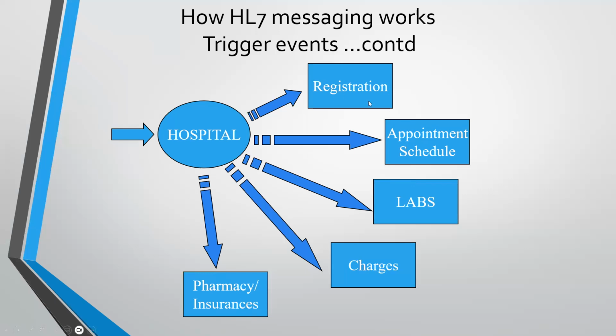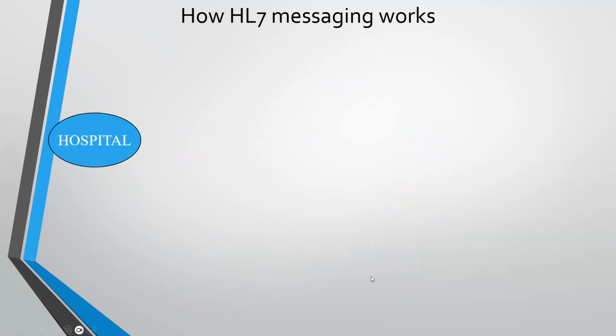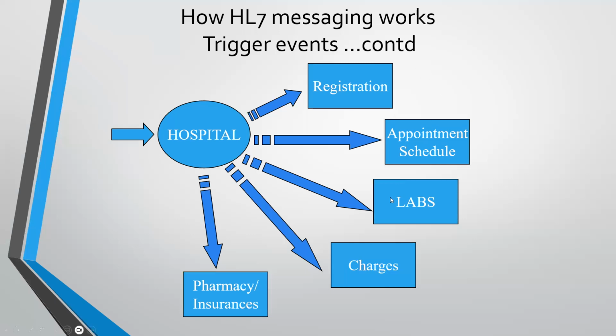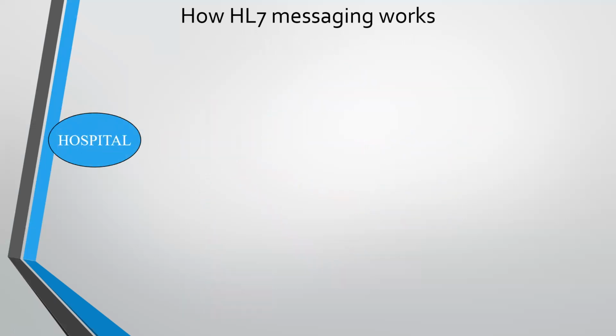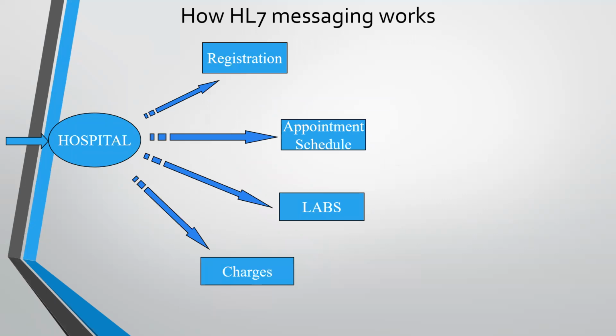Okay, so we'll be focusing mostly on these four aspects, where we'll take a look at what events are involved in these four things, and how you read an HL7 message for all these events. Now this is in our general language, but in HL7 language, it has its own name, its own representation. So let's take a look at what that is. Registrations, appointments, labs, and charges.